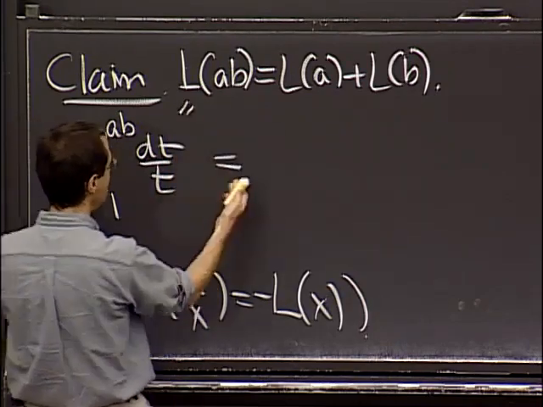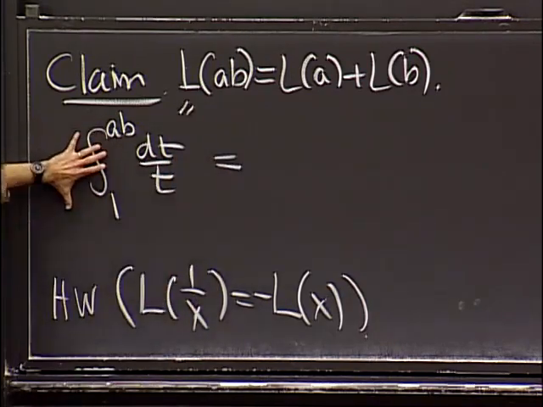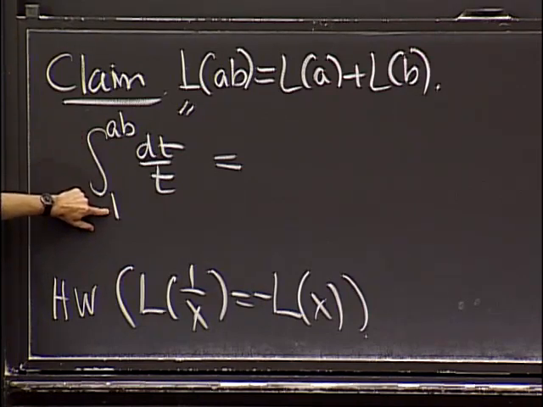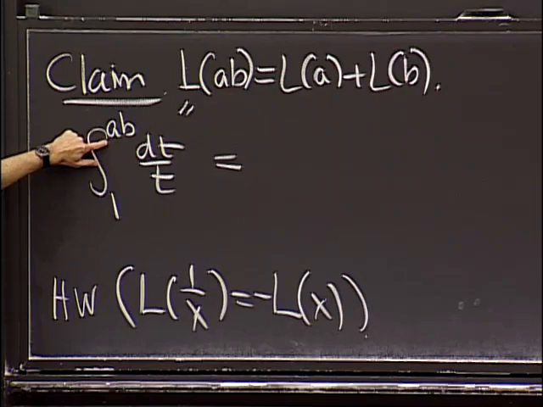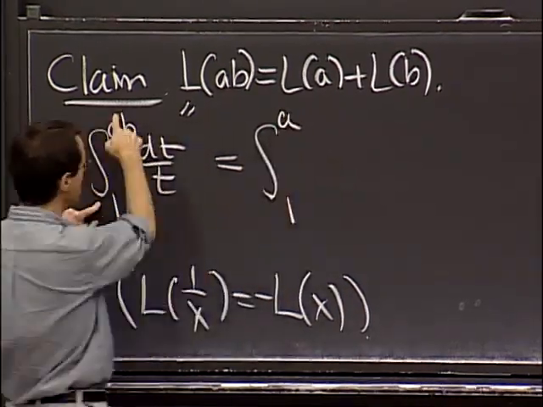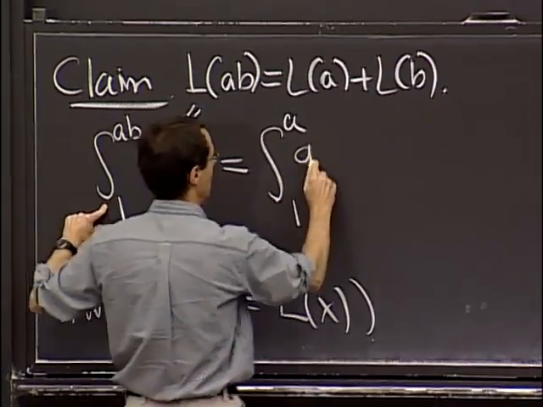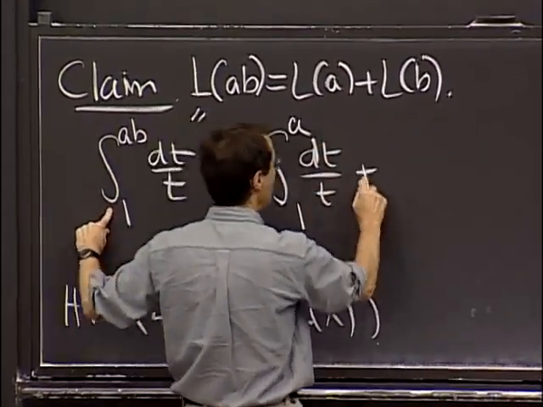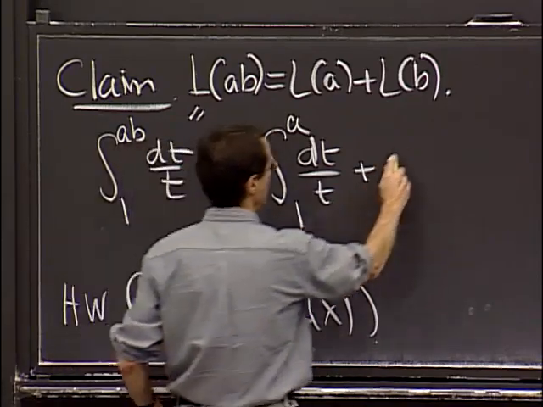And then I'm going to now split this into two pieces. Again, this is a property of integrals, that if you have an integral from one place to another, you can break it up into pieces. So I'm going to start at 1, but then go to A. And then I'm going to continue from A to AB.